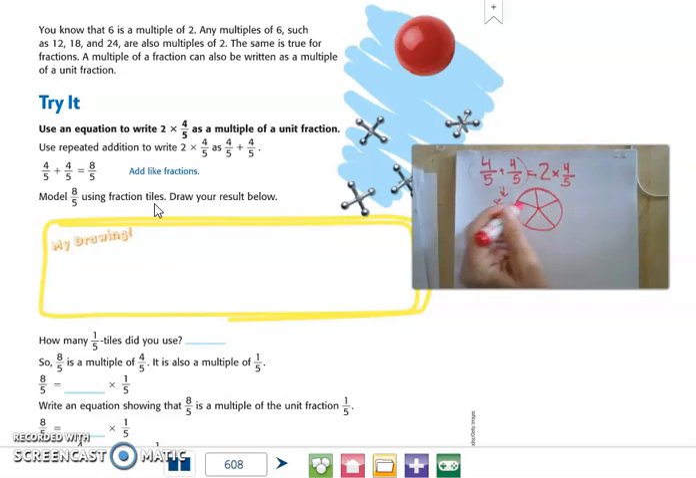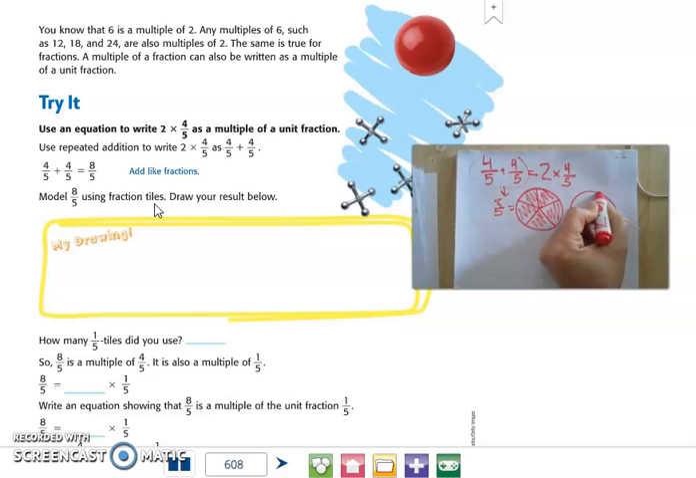So now I need to show 8/5. 1, 2, 3, 4, 5. Well, I've run out of sections, but I haven't gotten to 8/5. So I'll need to draw another circle and try and make it as close to the same as I can, but I'm human. So now 1, 2, 3, 4, 5, 6, 7, 8. Now I got my 8/5. This is the picture model for what you're seeing here, 8/5.